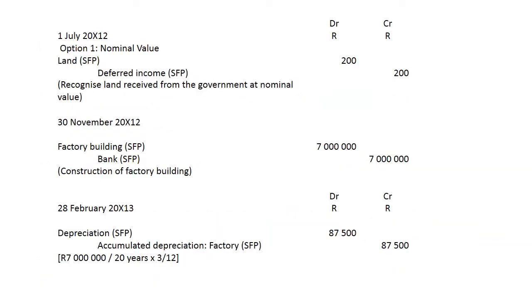So if we chose option 1, to measure the assets and the grants at nominal value, the land was the grant, so we attribute 200 Rand to the grant and 200 Rand to the deferred income. Then we construct our building, and then we just write off depreciation. Please note, because we chose to measure the grant and the asset at nominal value, we are not amortizing the deferred income. Very important.